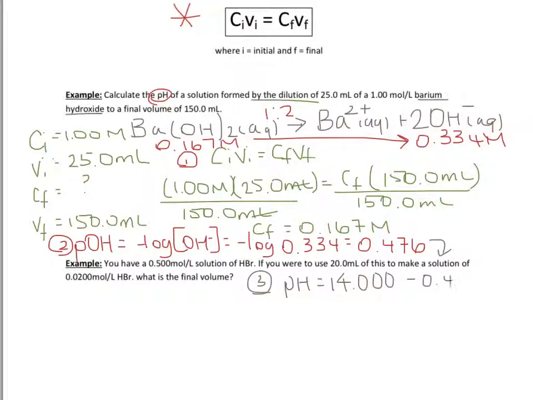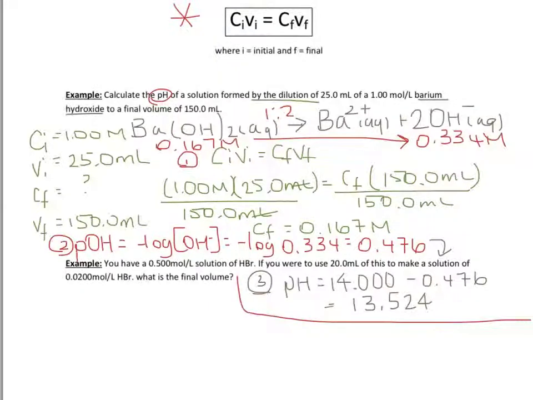So 14.000 minus 0.476. Notice I added as many decimal places after the 14 as I had for the pOH, and this is 13.524. Also remember that barium hydroxide we said was a strong base, so we would expect that the final pH would be somewhere between 12 and 14. We'll also do this here now, and we can move on to the next example.